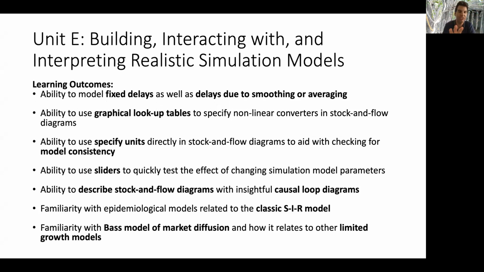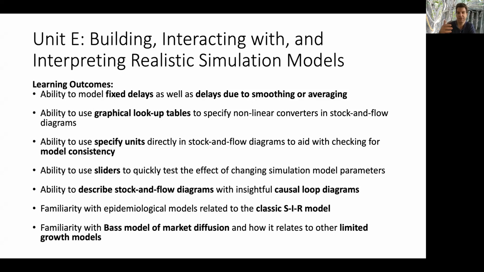At the beginning of each of these slides, I've put the learning outcomes. If you go to each module, like the Unit E module, the first page in each module on Canvas is a page that has just these learning outcomes. These are the things that I hoped you took from this unit, and these are the things that I would conceivably try to test over to see how well you took them. So these are the things I hope you took from Unit E: stuff about delays, stuff about lookup tables, using units properly, a familiarity with the SIR model, familiarity with the BAS model.